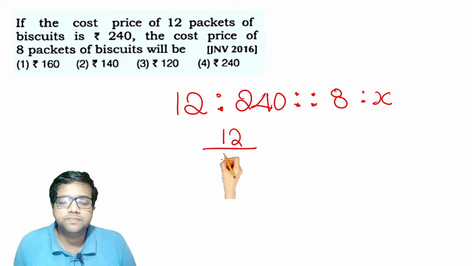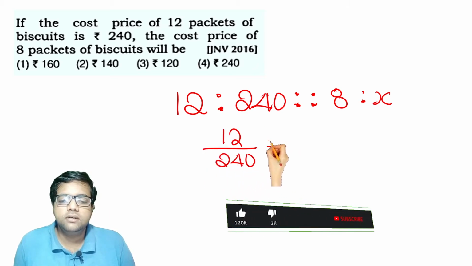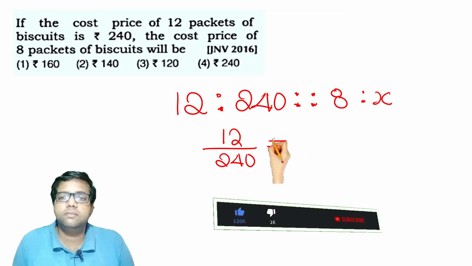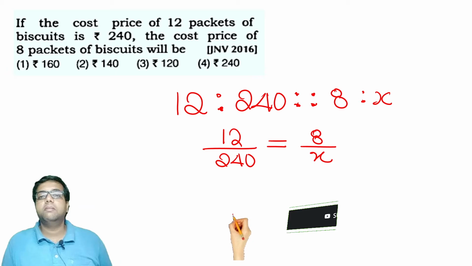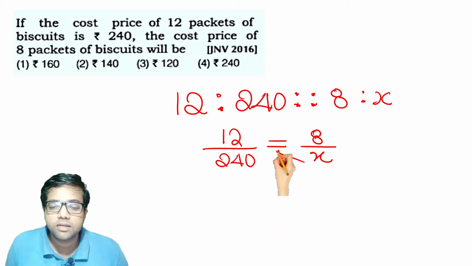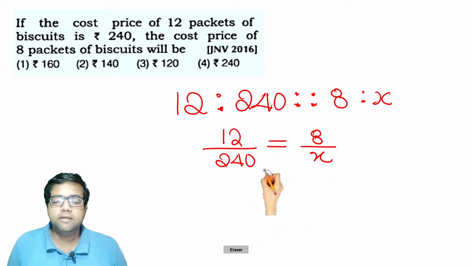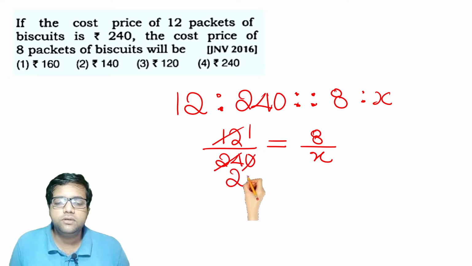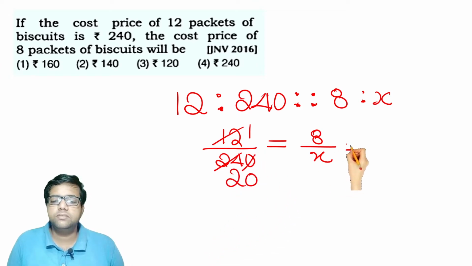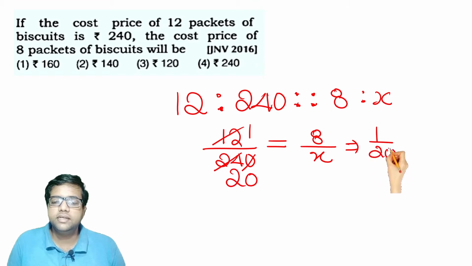So this can be written as 12 by 240, which is equal to 8 by x. Okay, so cross multiply. Before cross multiplying, can we simplify this? I think we can. 12 ones are 12, 12 twos are 24, 12 zeros are 0. This becomes 1 by 20 is equal to 8 by x.